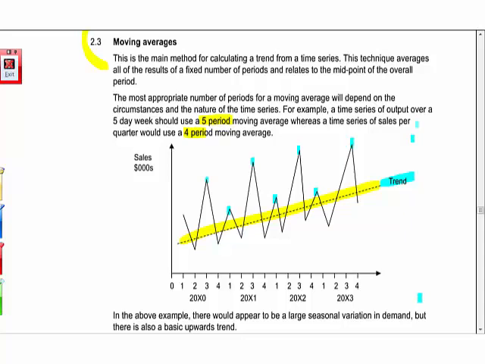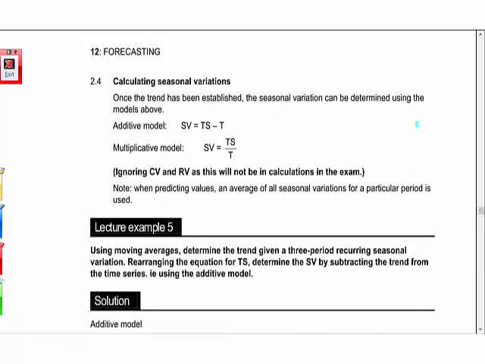If businesses have an expectation of the level of demand, then that can help them to produce the right number of units accordingly. So how do we calculate these seasonal variations? Well, once we've got the trend from moving averages or regression, then we can calculate the seasonal variation using either the multiplicative model or the additive model. On the additive model, the seasonal variation is the actual observation, so the time series, what we've seen, less the trend, and that will tell you if it's below or above. And with the multiplicative model, we take the observations and divide them by the trend.